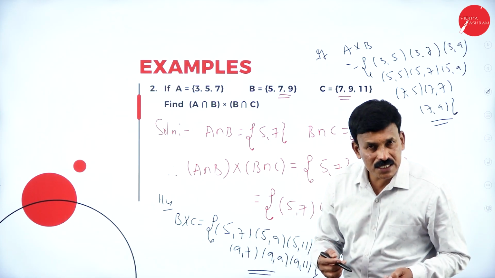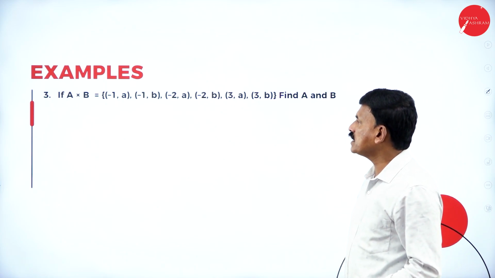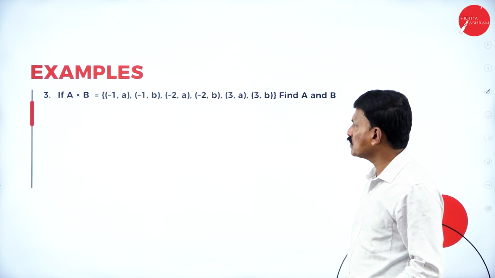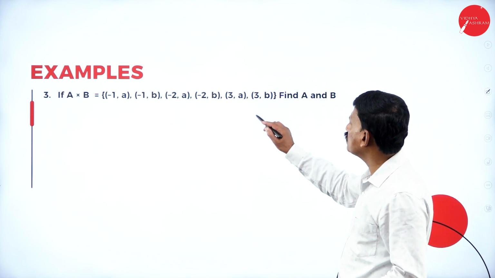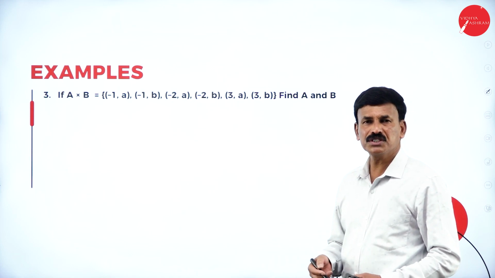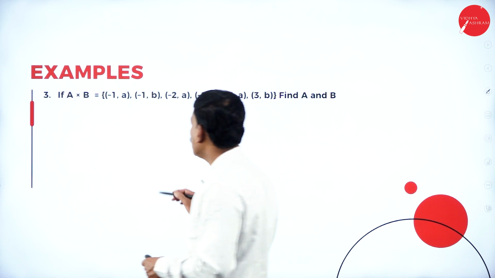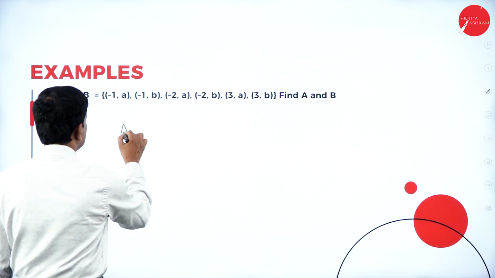Right. Now let us take the next set of problems. If A cross B, the Cartesian product, is given as A cross B equal to (-1, a), (-1, b), (-2, a), (-2, b), (3, a), (3, b), find A and B. Here the Cartesian product is given. We want to find the set A and set B.